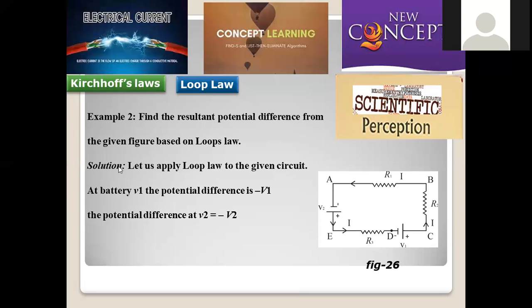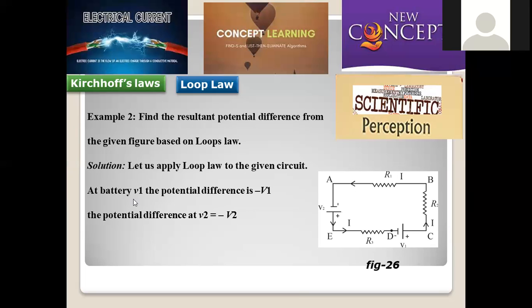Find the resultant potential difference from the given figure based on the loop law. Again, we are going to apply the loop law. So here again we have a loop representation provided. Let us apply the loop law to the given circuit. This is a circuit. At battery V1, where is the battery? Here is the battery. The battery is the source of power, where the potential is given as minus V1.